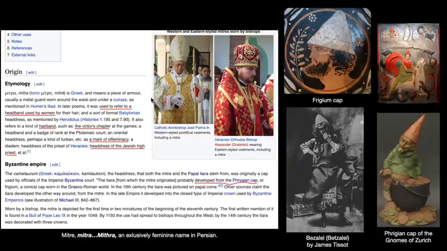So the mitre used to refer to the headband worn by women. It was a mark of effeminacy. It was the headdress of a priest of Hercules as well as the headdress of a Jewish high priest.